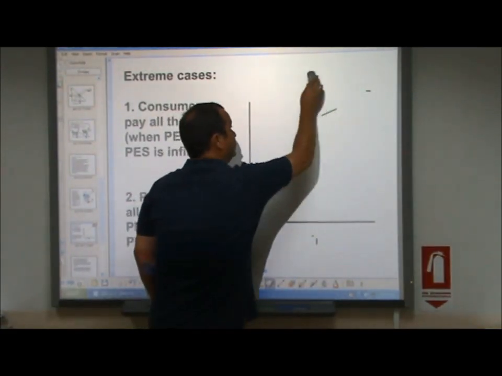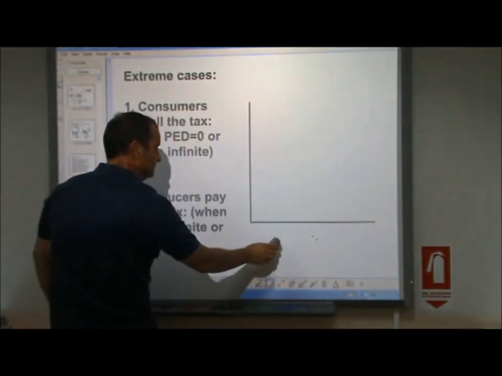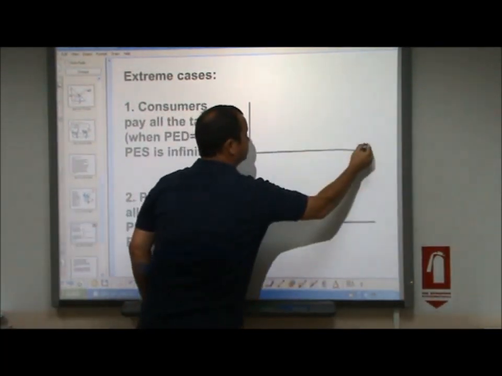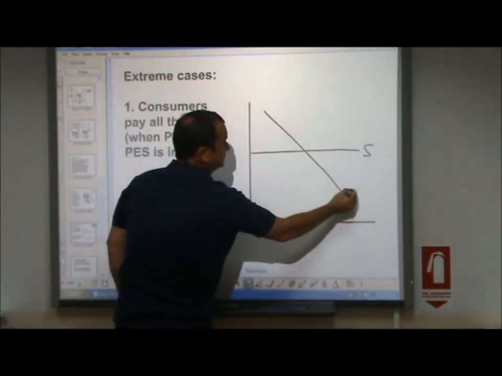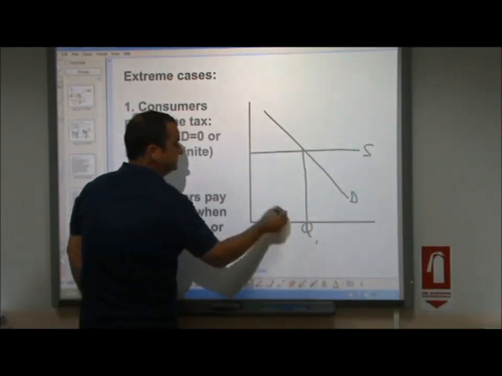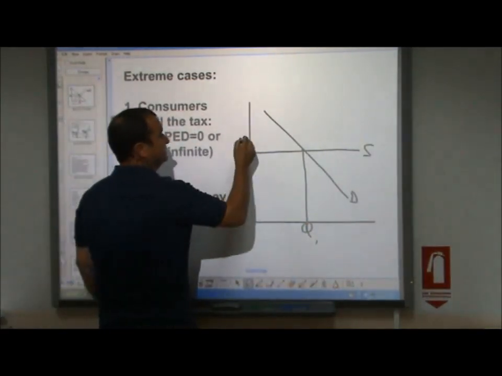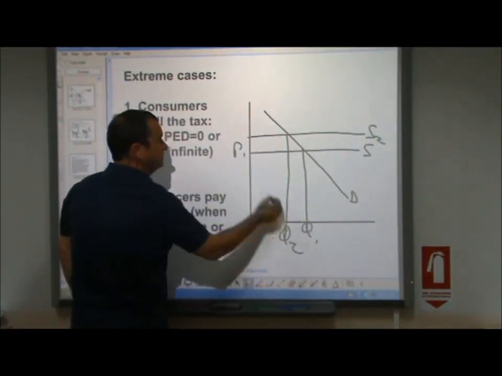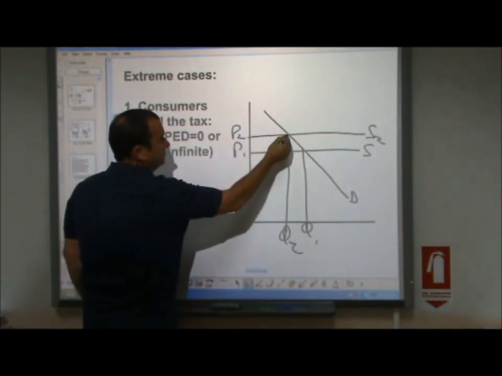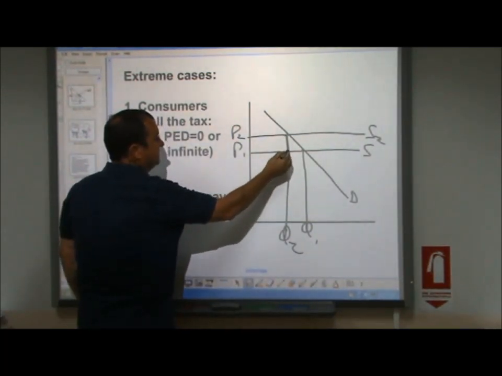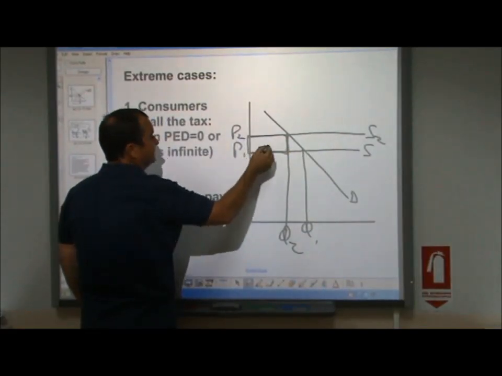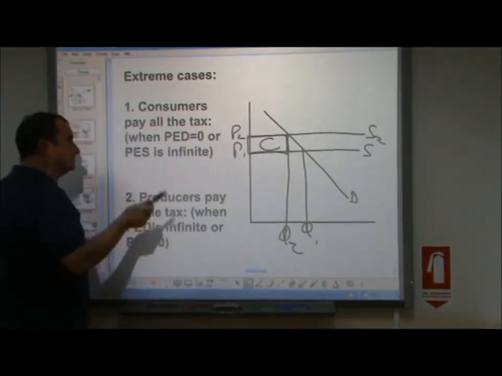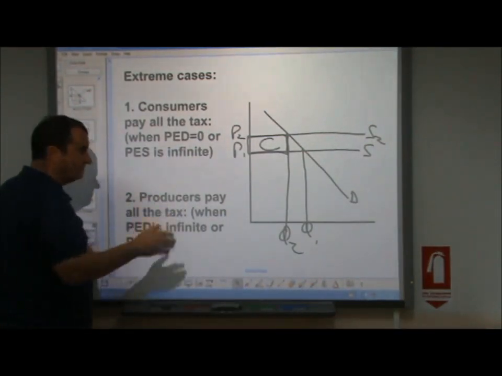tax is, slow down, sorry, if PES is infinite. So if the S curve is like this, and the demand curve is here, and there's the equilibrium quantity and price, now if there's a tax, the S curve shifts to S2, there's the new equilibrium point, Q2, that's P2. We look at the vertical distance between the supply curves times the new quantity. That's the tax revenue for the government, and it's all paid by the consumers because the whole thing is a price rise. Okay, so these are the two examples where the consumers pay everything.